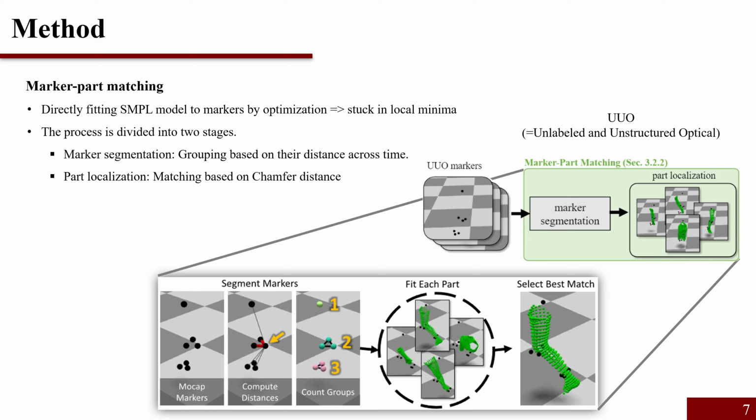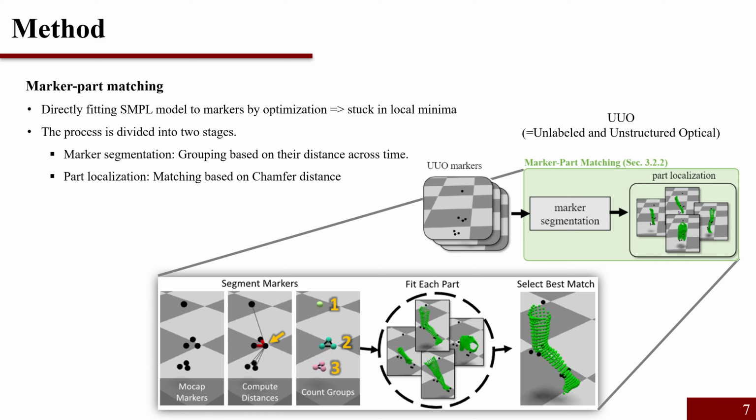With the initial SMPL parameters estimated from the monocular video in the previous module, intuitively, one can optimize this SMPL model by fitting it to the markers. However, directly solving the optimization problem can easily get stuck in bad local minima. So, the process is divided into two steps.